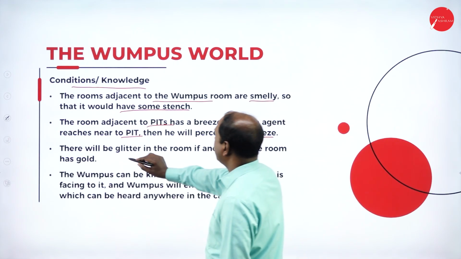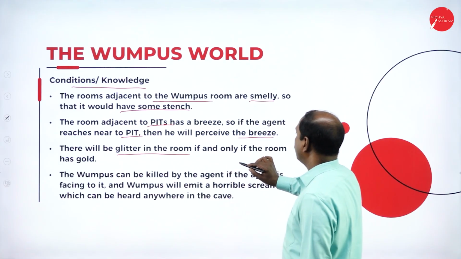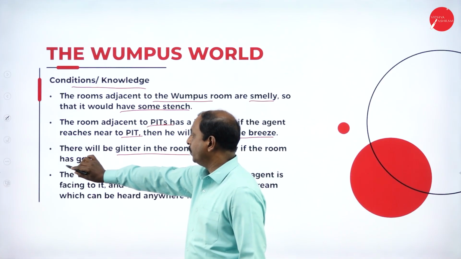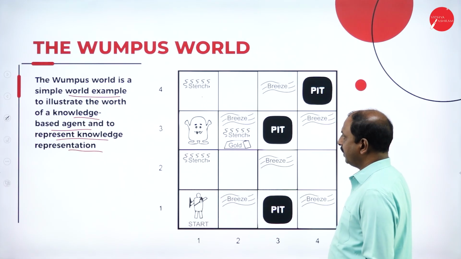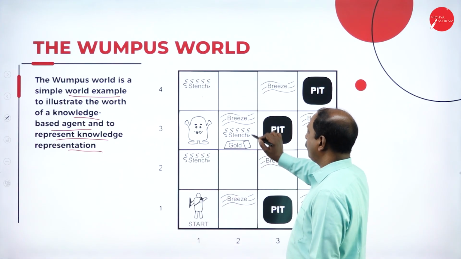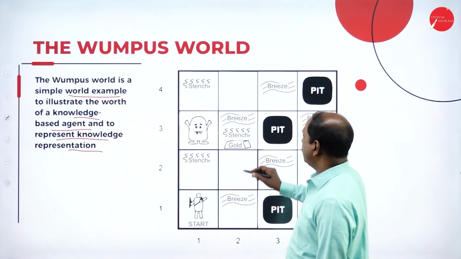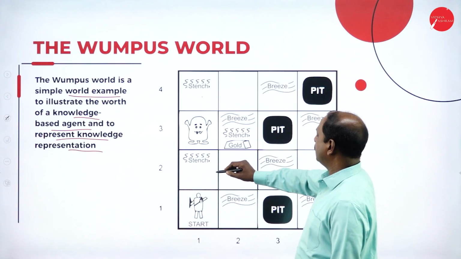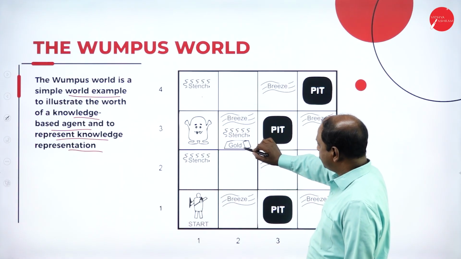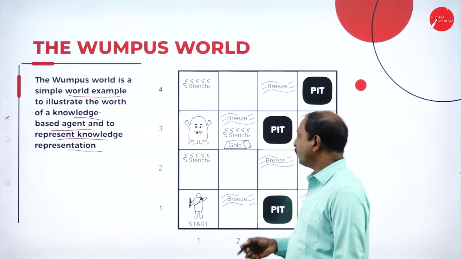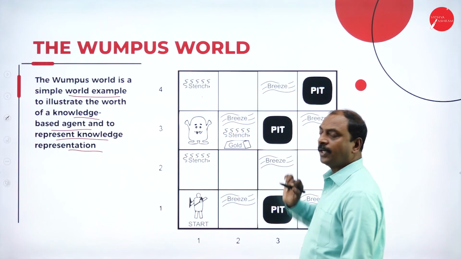Next one is there will be a glitter in the room if and only if the room has gold. And as we have seen in the diagram, this is the gold. And how can we make out it is gold? It is glittering, or whenever the agent perceives or sees the glittering of the object, that would be the gold.